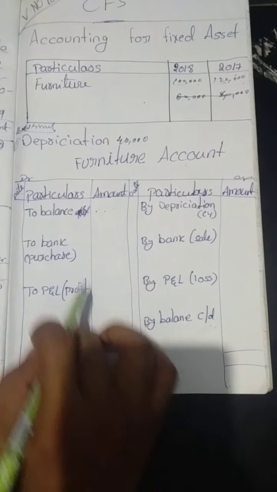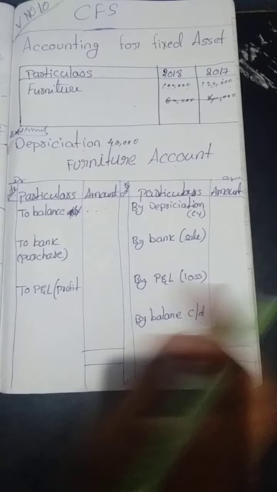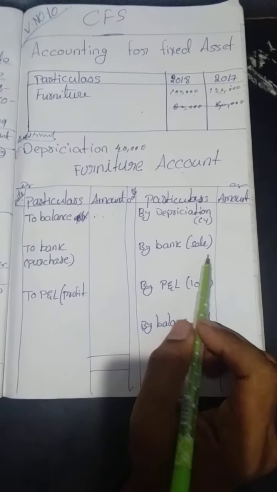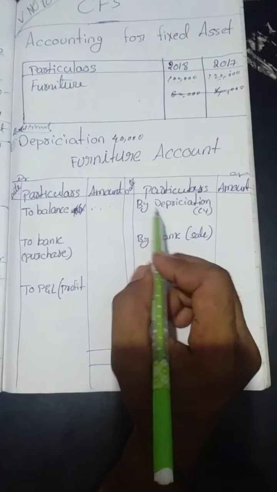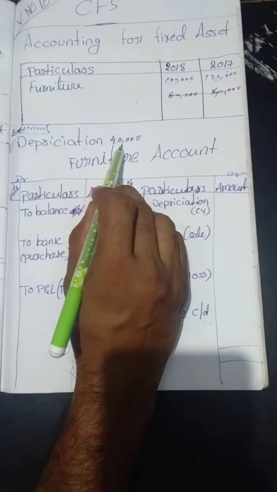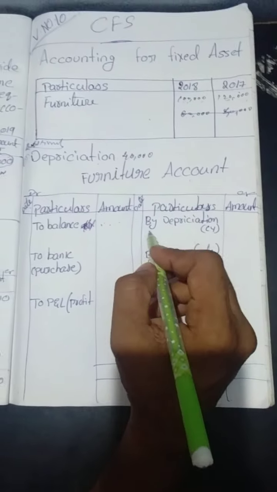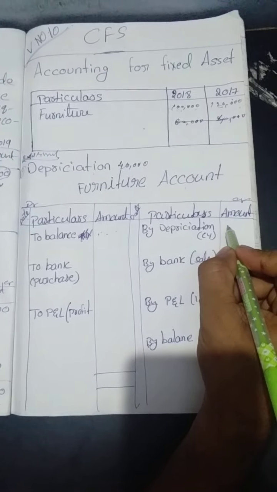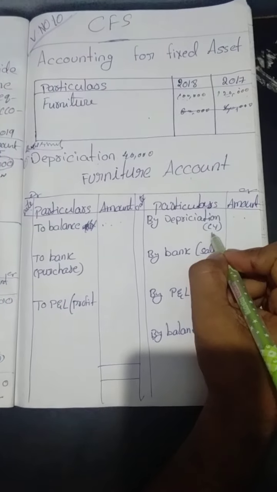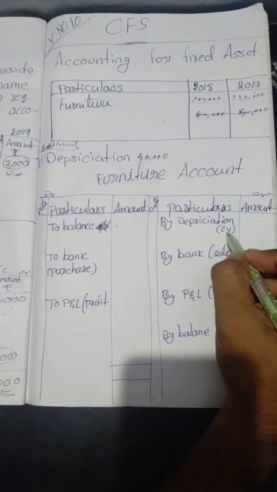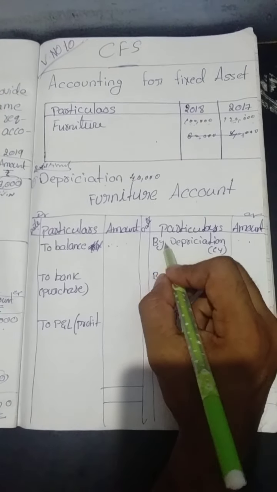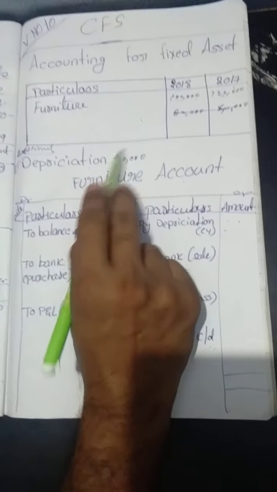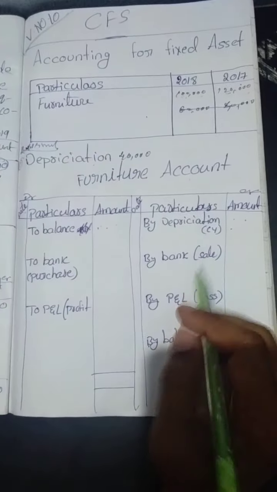Some other items are supposed to come here. For example, if depreciation is 40,000, we will mention depreciation of 40,000 on the credit side. Here we mention only the current year's depreciation.